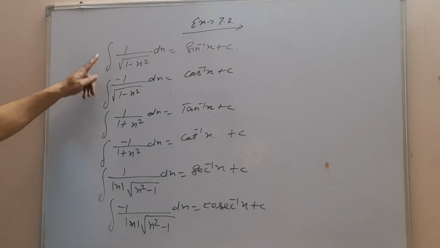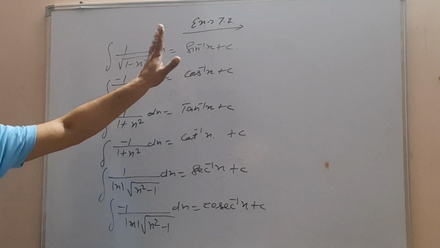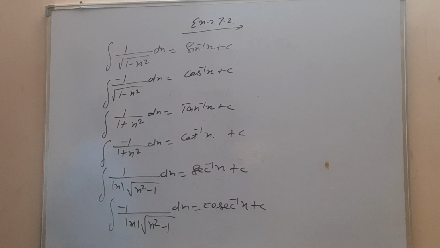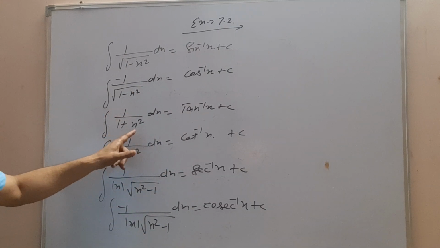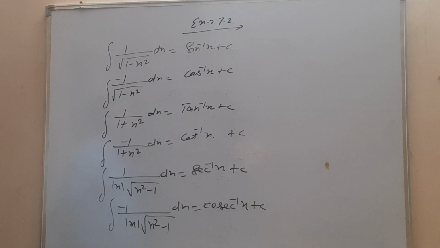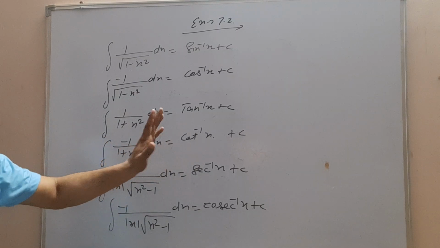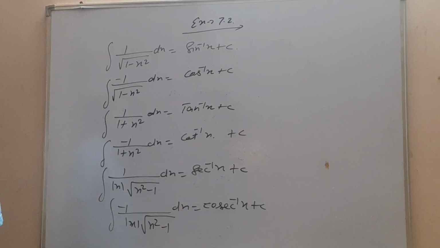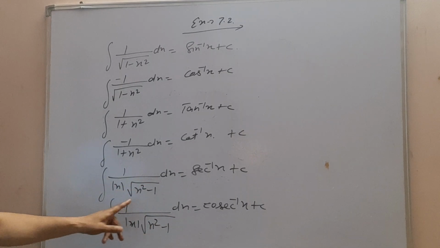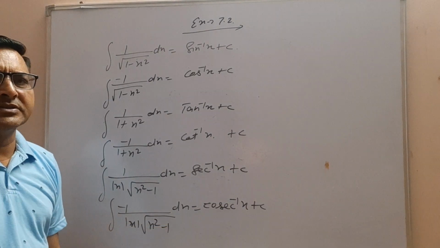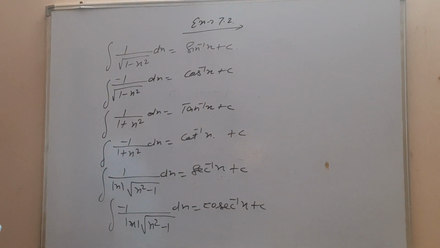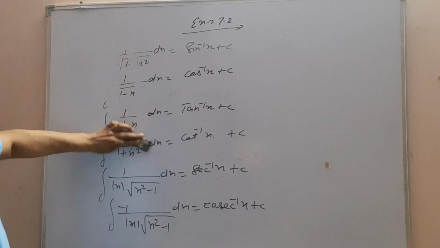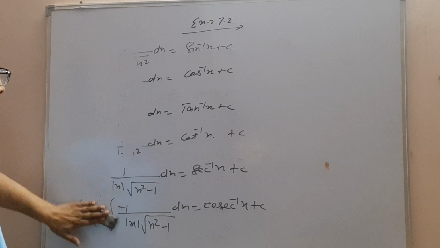If there is a positive sign 1 upon root 1 minus x square, its integration is sin inverse x. If there is negative sign, it will be the integration of cos inverse x. If 1 upon 1 plus x square, its integration is tan inverse x. If there is negative sign, then it will be cot inverse x. Next one is 1 upon x root x square minus 1, its integration is secant inverse x. If there will be negative sign, then it will be the integration of cosecant inverse x. You have to keep in mind all these types of integrations. Now we come to the questions.